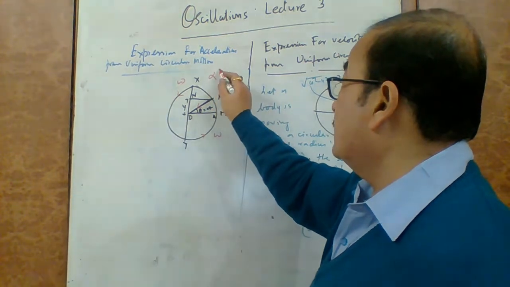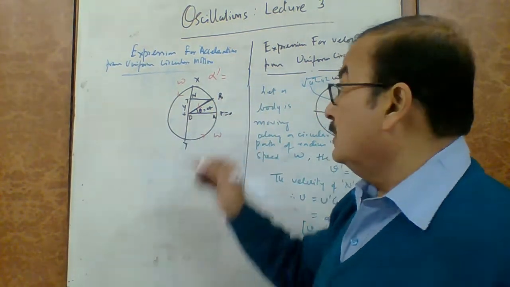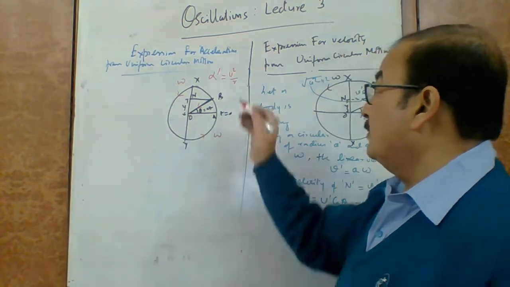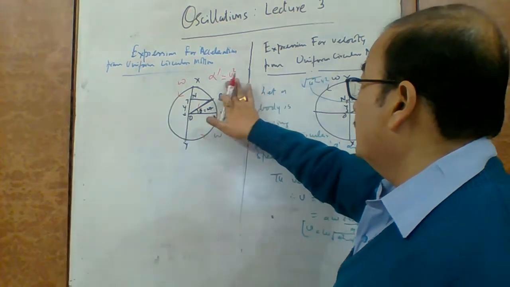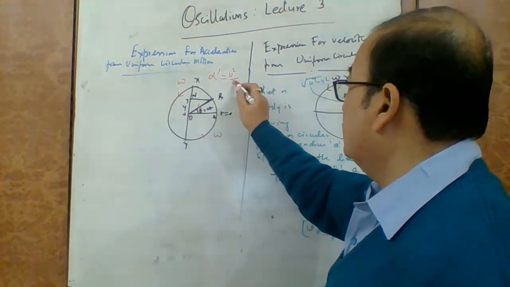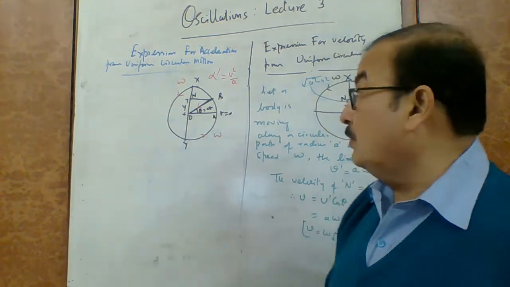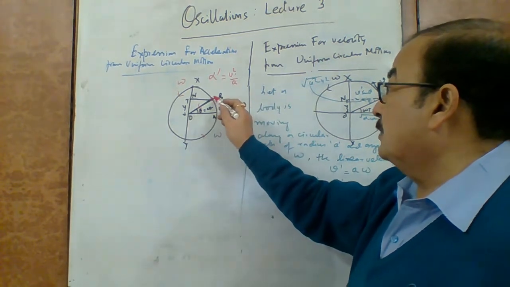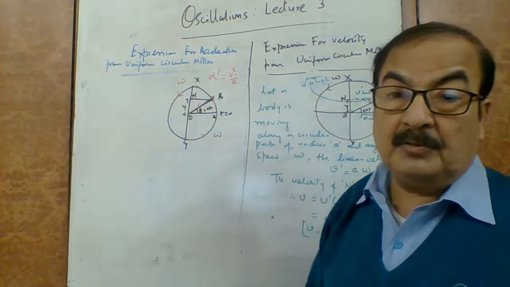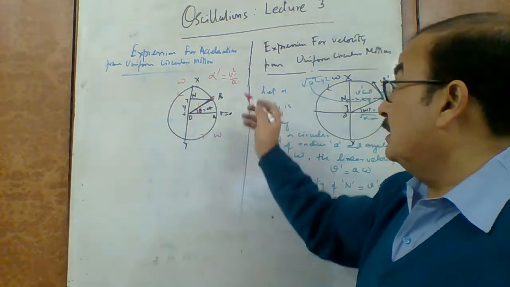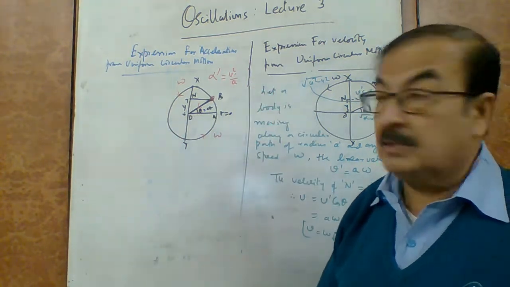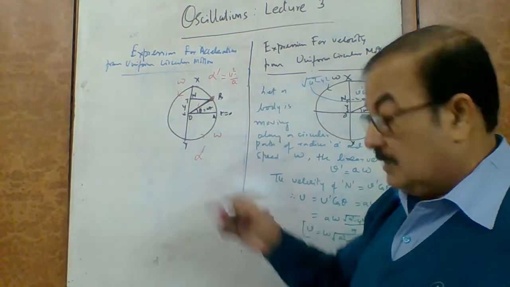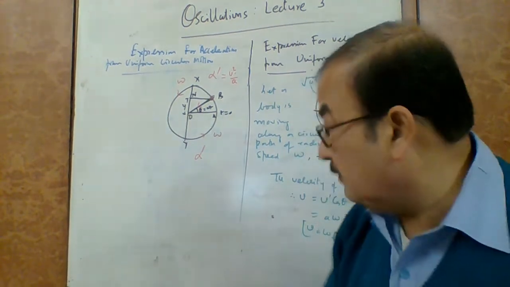Centripetal acceleration is alpha dash, that is equal to how much? V square by r. यहाँ पर v square by a हो जाएगा, because the radius here is a. ठीक है, तो v is the linear velocity of the particle or the body which is moving along the circular path. This is v dash square upon a, okay, and we have written this alpha dash.